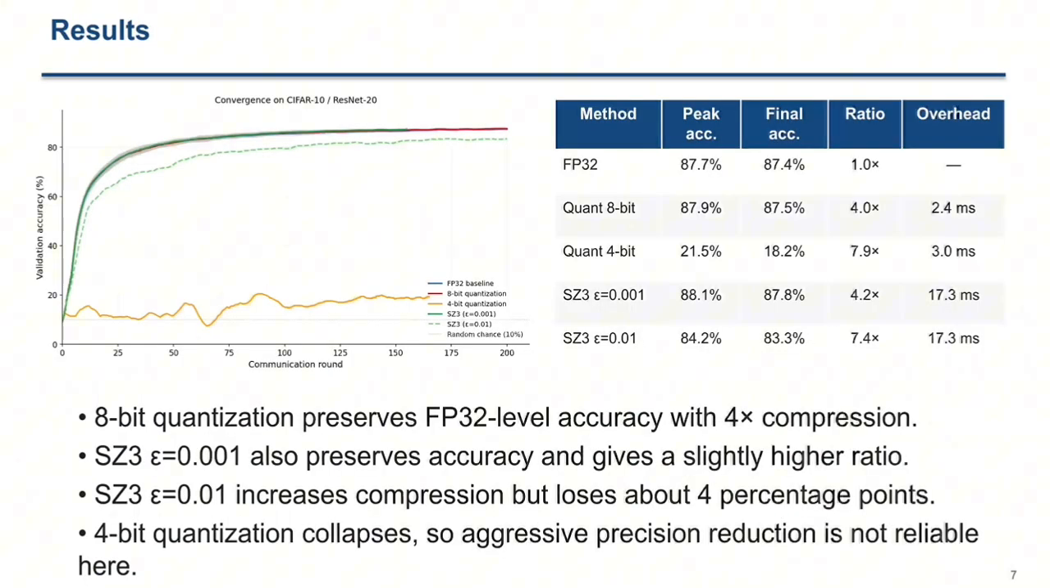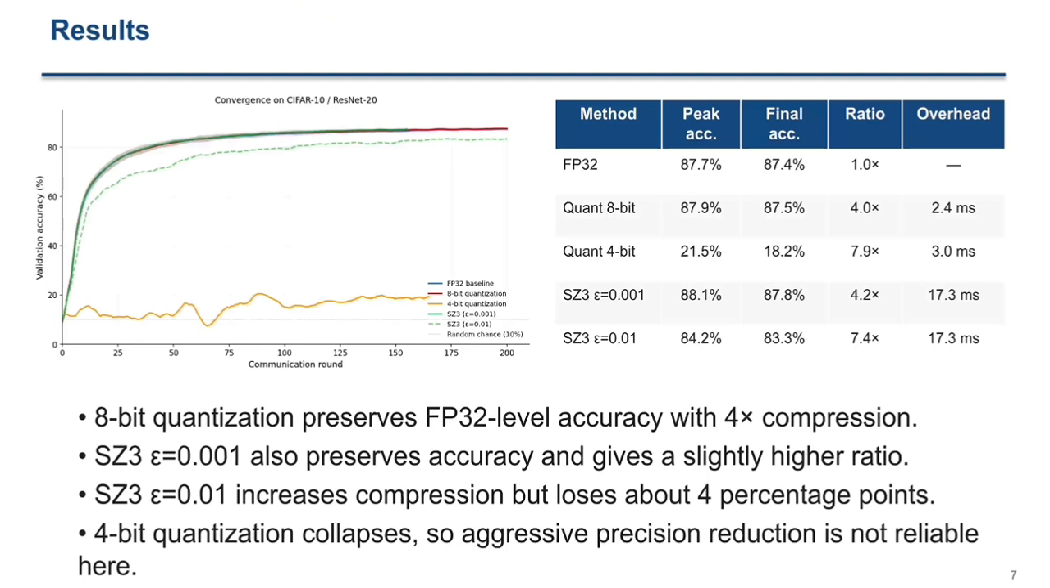The main comparison includes 5 runs. Floating point 32 is the uncompressed baseline, 8-bit quantization is the practical quantization baseline, 4-bit quantization tests a more aggressive low-bit setting, SZ3 with error bound 0.001 is the conservative error bound setting, and SZ3 with error bound 0.01 is the more aggressive SZ3 setting. These runs answer how quantization and SZ3 behave under the same federated learning setup.